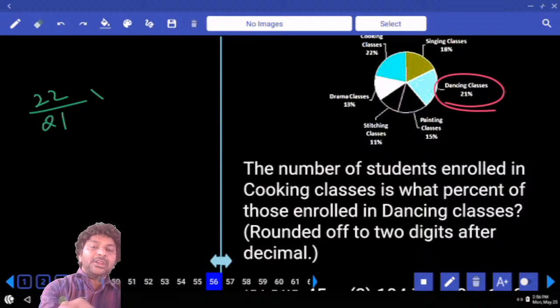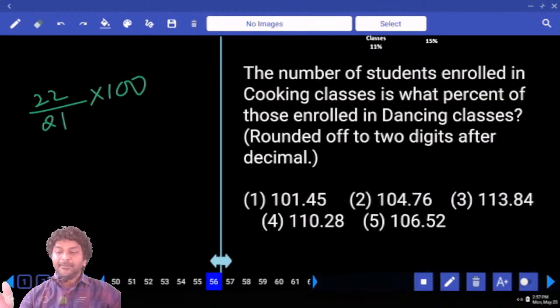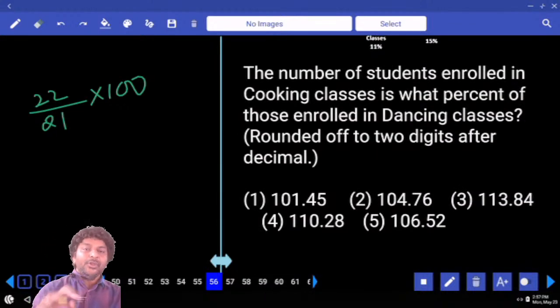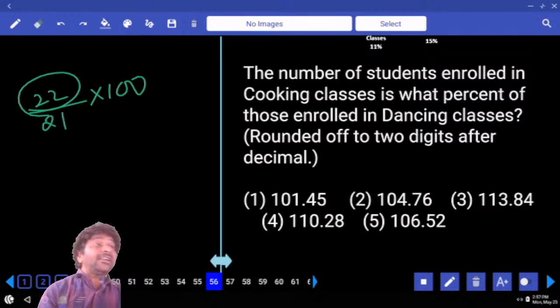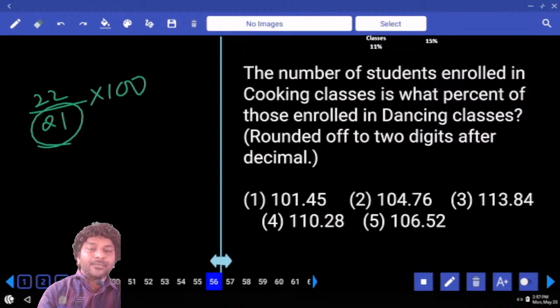21 into 100. Correct. Numerator is more than the denominator. Then answer must be more than 100. All are more than 100. Numerator is how much more than 100? 1. What is 10% of the denominator? 2.1. But we need to add only 1, right? What is 5% of the denominator?